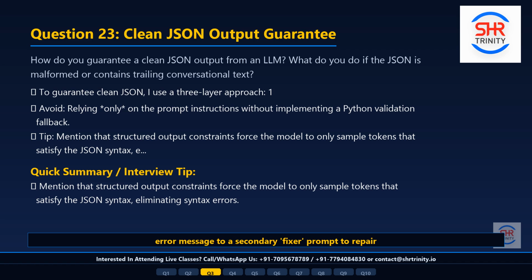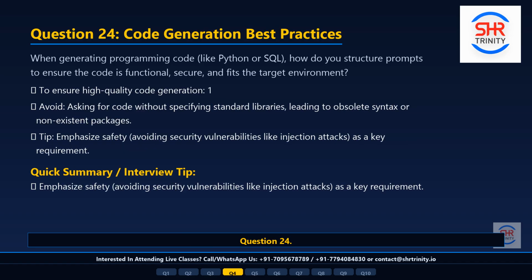Question 24. When generating programming code, like Python or SQL, how do you structure prompts to ensure the code is functional, secure, and fits the target environment? To ensure high-quality code generation, 1. Specify context, explicitly state the programming language version, libraries, and database engine, e.g., Python 3.11, PostgreSQL 15. 2. Enforce security rules. Prompt the model to write parameterized queries to prevent SQL injection and avoid hard-coded API keys.